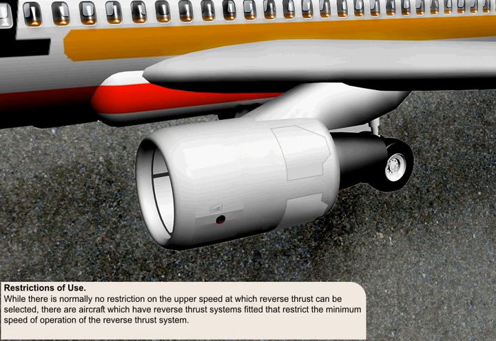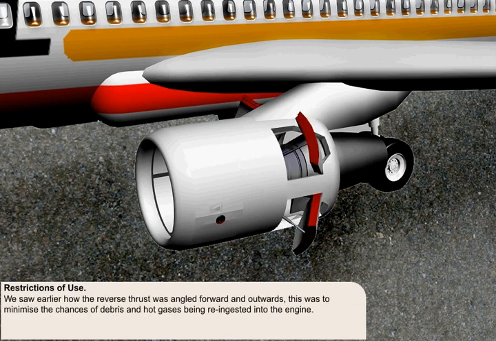While there is normally no restriction on the upper speed at which reverse thrust can be selected, there are aircraft which have reverse thrust systems fitted that restrict the minimum speed of operation of the reverse thrust system. Earlier, it was described how the reverse thrust was angled forwards and outwards. This was to minimize the chances of debris and hot gases being re-ingested into the engine.